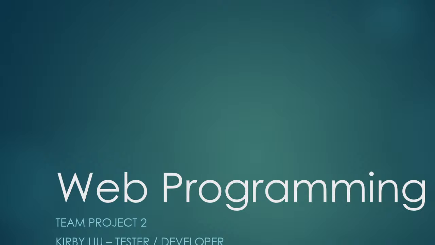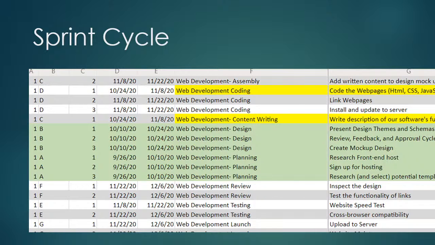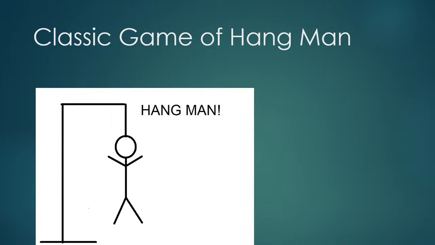We will be presenting our team project 2. We did a sprint cycle in which we divided up the work, and both Jaya and Kirby were the tester as well as developer. We came up with a set list of tasks that we assigned and completed. Our project was to create a game of Hangman, which we'll demonstrate later. Right now, we're going to go over the functionality of the game.